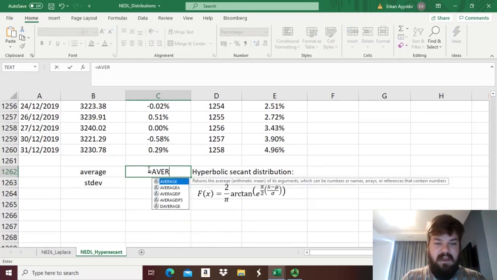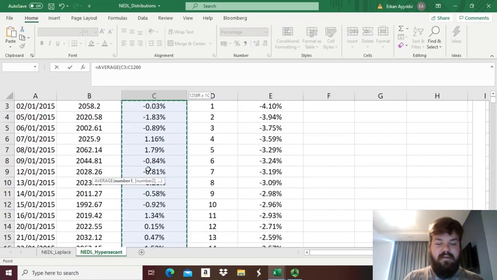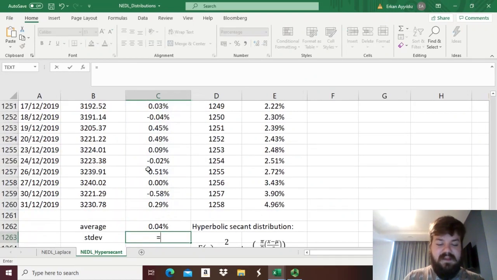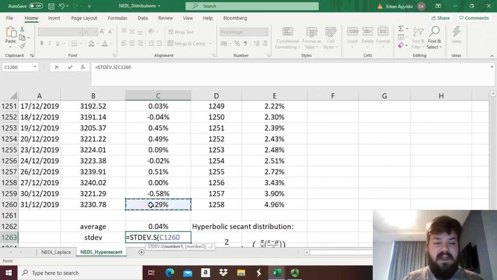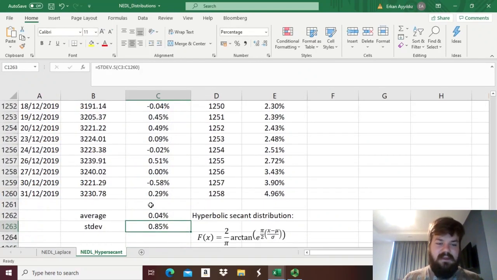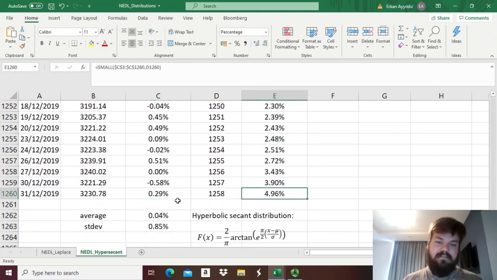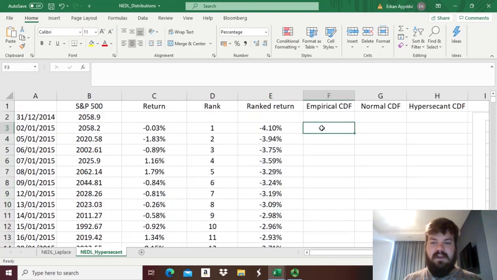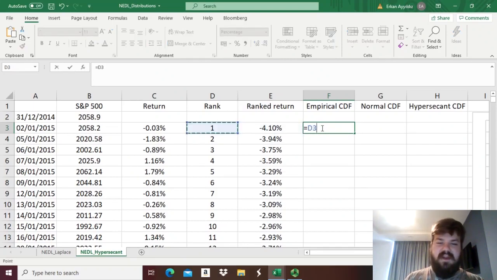So the mean is just the average of the returns, and the standard deviation, again, can be calculated using the standard deviation for the sample. So a mean daily return of 0.04%, a daily standard deviation of 0.85%. So now, let's figure out the empirical cumulative distribution function. Well, just as usual, we just need to divide the rank by the total number of observations, so 1,258.